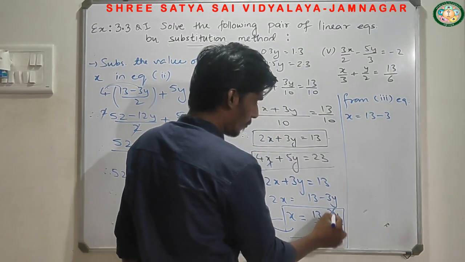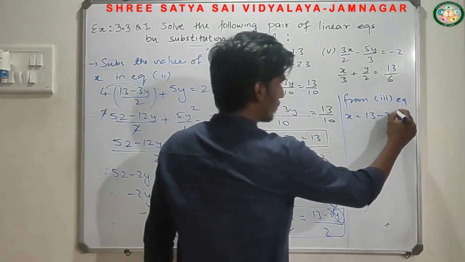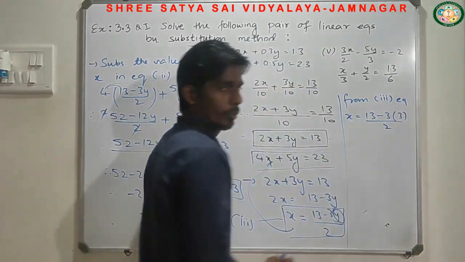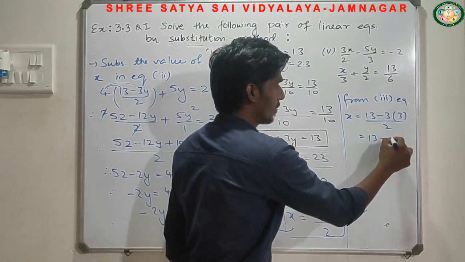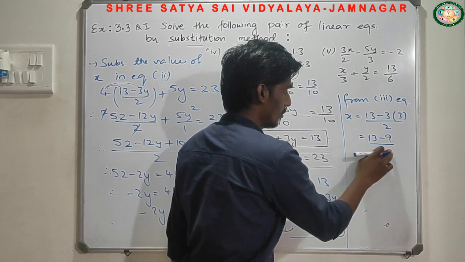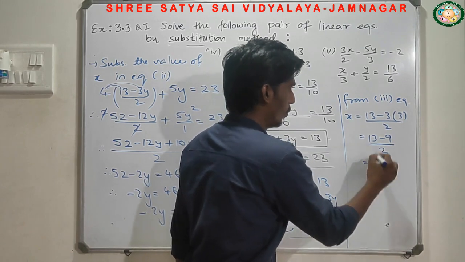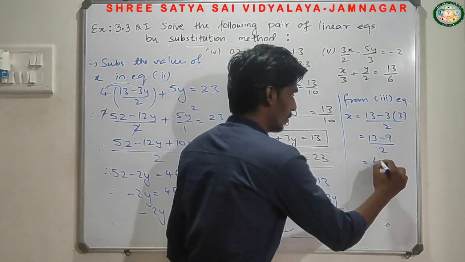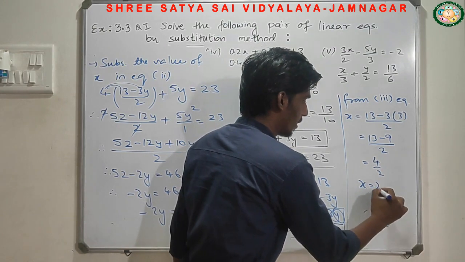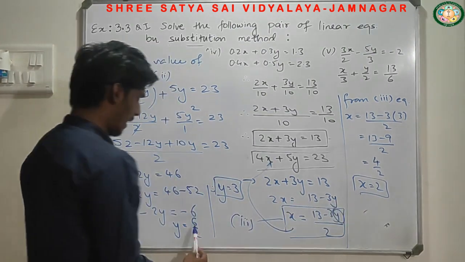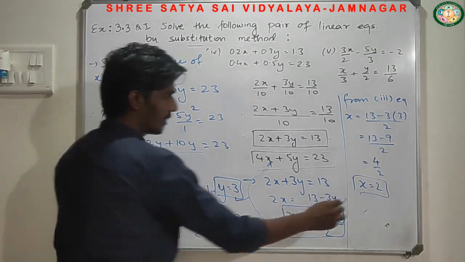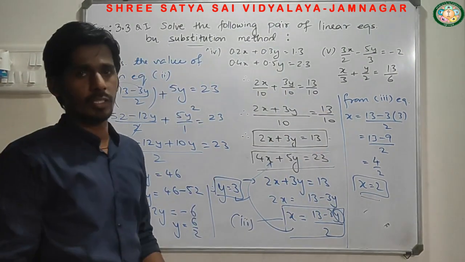Now what is the value of y here? It's 3 by 2. So 13 minus 9 upon 2. 13 minus 9, it's what? 4 by 2. So x equals to 2. So I got the solution 2 and 3. So these are the solution for given equation.